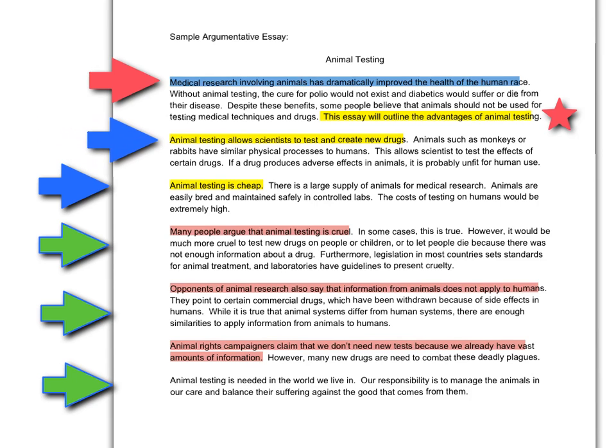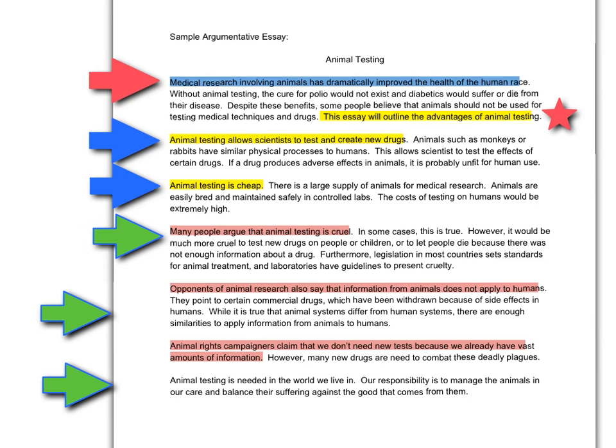Our first claim or argument is animal testing allows scientists to test and create new drugs. In that paragraph, we go on to explain exactly how that happens and back up that piece of evidence. The next one is animal testing is cheap. Again, you see they give you information that there's a large supply of animals available. Animals are easily bred and maintained safely in controlled labs. All of that information is there to offer evidence or support for that particular assertion or claim.